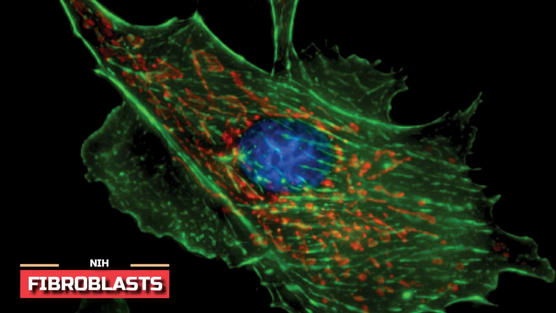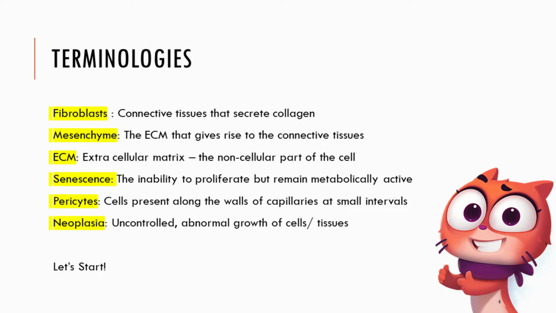Fibroblasts are basically connective tissues that secrete collagen. Collagen is a fibrous protein, and collagen is also found in your bones. We are going to look at why fibroblasts are important in terms of cancer biology. Similarly, mesenchyme is the extracellular matrix which forms all of your connective tissues. ECM is your extracellular matrix, as we've discussed before. It is the part outside the cell. You can call the surrounding of cells the ECM.